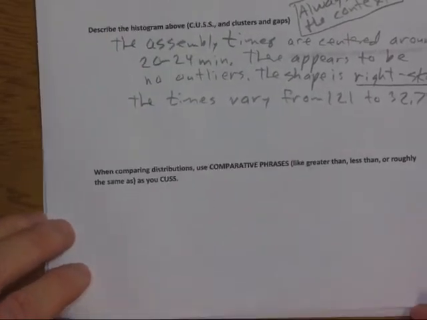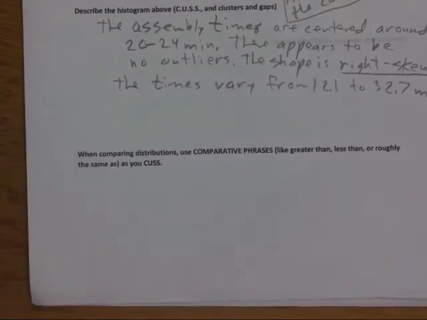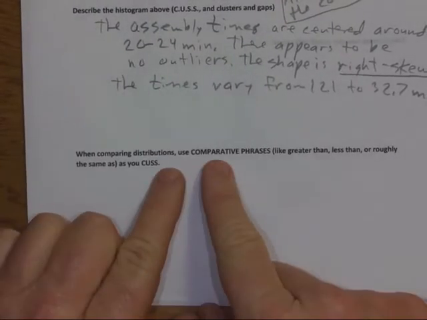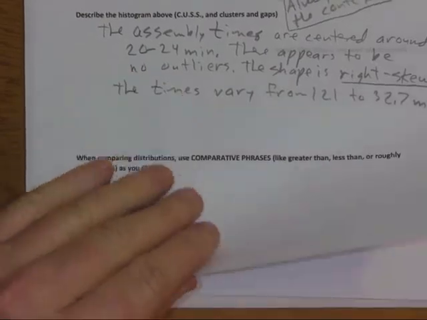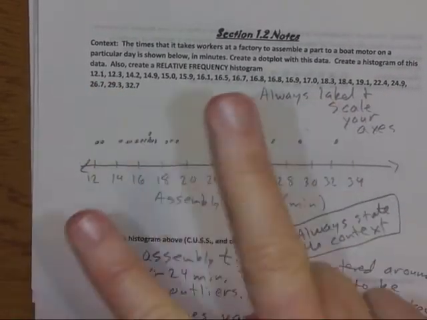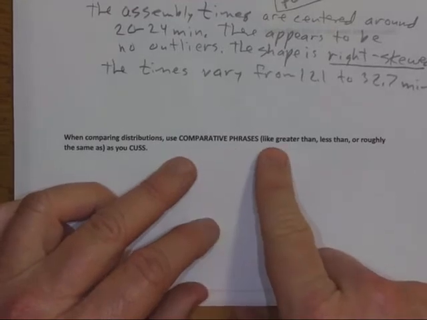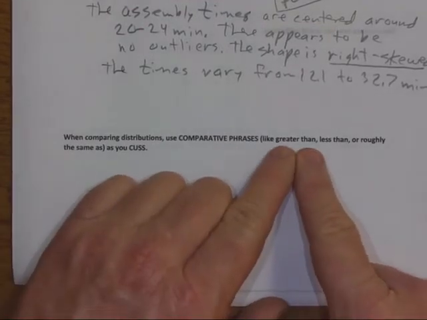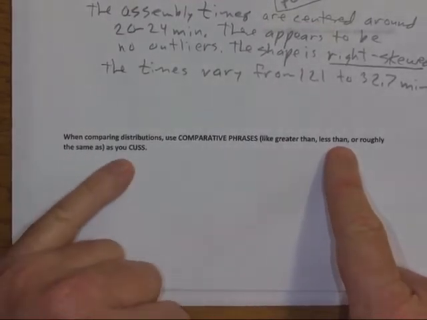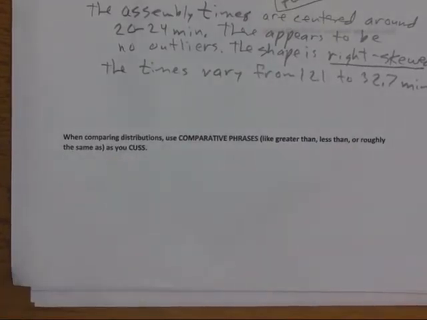Now, the other thing, really the last thing, is you have to compare two distributions. When you compare two distributions, in other words, they don't give you just one list of numbers, they give you two lists of numbers, and you have to describe using comparative phrases. So comparative phrases like greater than, less than, or roughly equal to. In other words, you're going to say the center of one is around this, which is greater than the center of this one, which is around this. And the spread of this one is this, which is greater than the spread of this one, which is this.